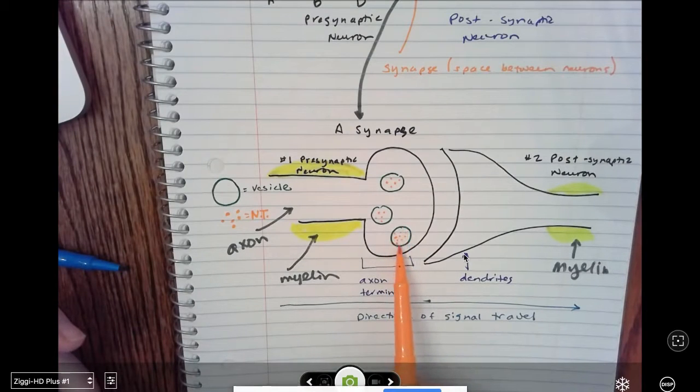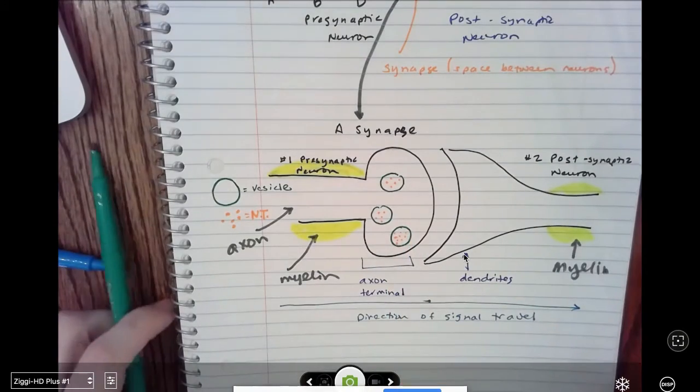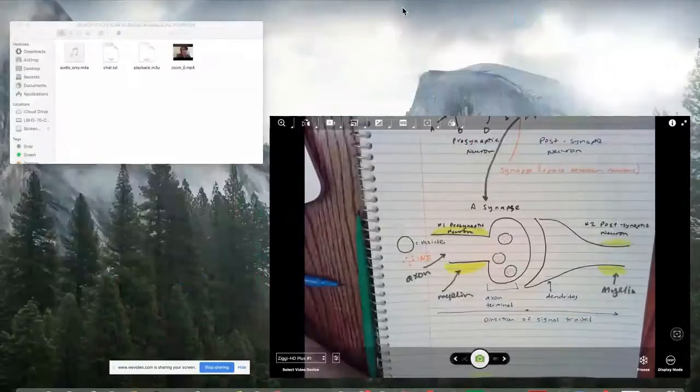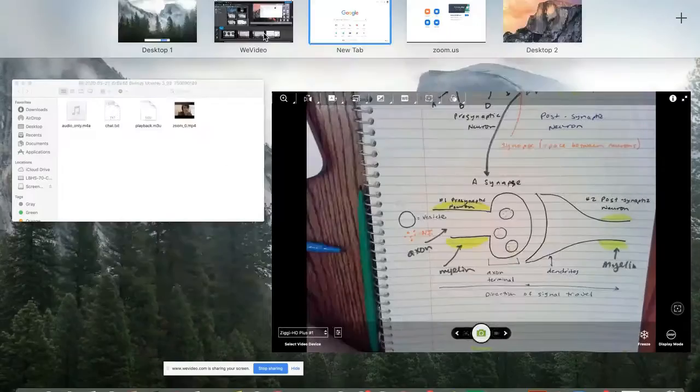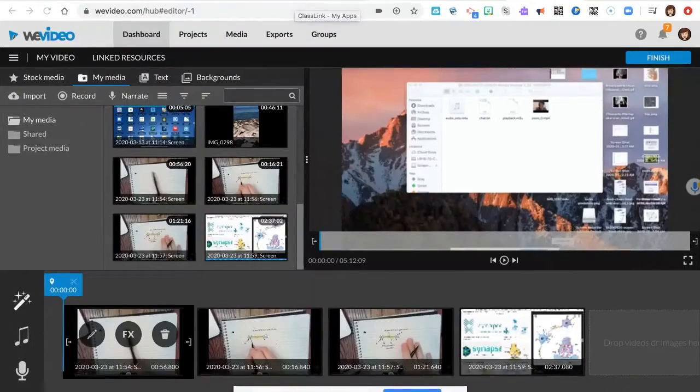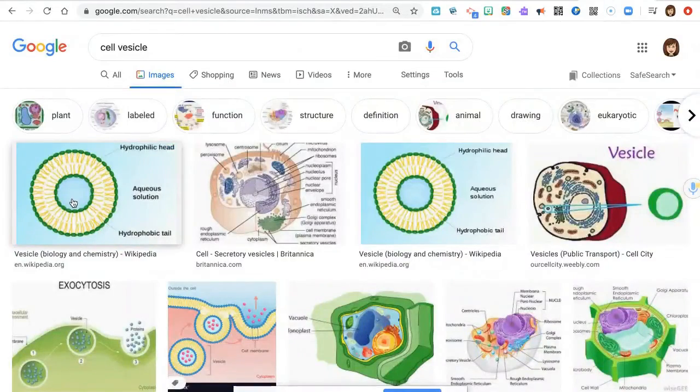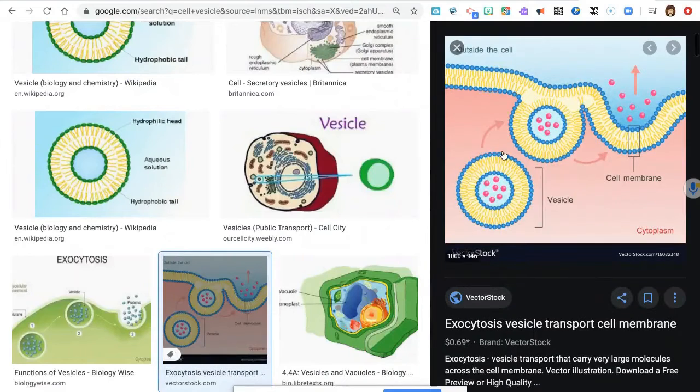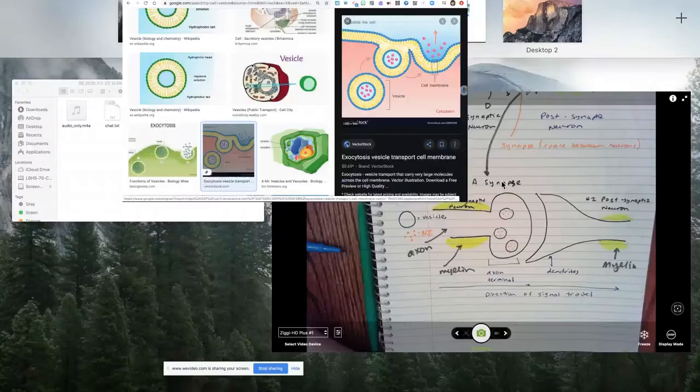This vesicle was made by the Golgi apparatus, and it is basically cell membrane, a circle of cell membrane with neurotransmitter inside. So let's go to this image here. A cell vesicle looks like that. You guys can see the green phospholipid heads, the yellow tails. Here's a picture of the vesicle. The pink would be the neurotransmitter inside.